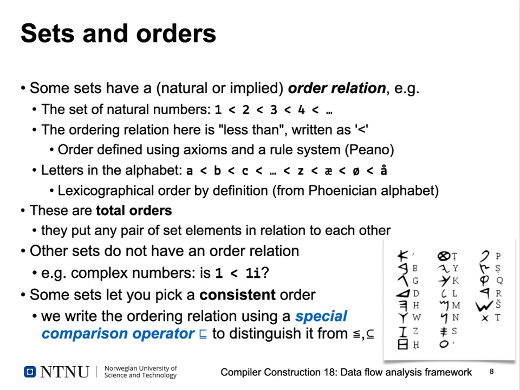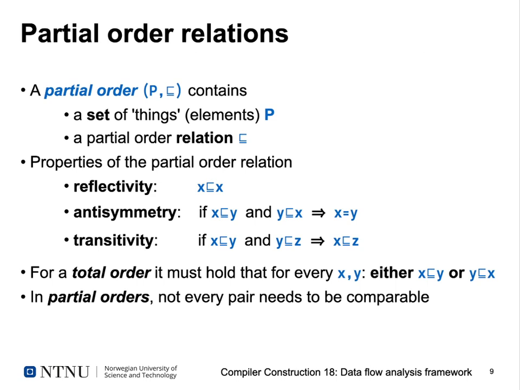Now that's an interesting question. Some sets actually allow you to pick a consistent order, and when we do this, we write the ordering relation using a special comparison operator, this ordering operator here, to distinguish it from the operators we already know, like less than or equal or a set include. Such a partial order consists of a tuple, and this tuple contains a set of elements we call P, and this partial order relation here.